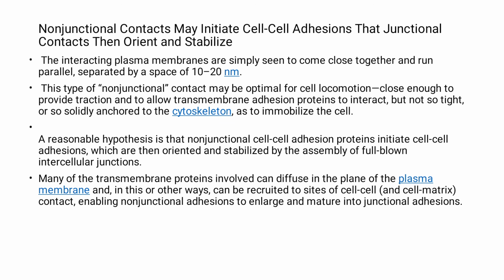Many of the transmembrane proteins involved can diffuse in the plane of the plasma membrane, and in this or other ways can be recruited to sites of cell-to-cell and cell-matrix contact, enabling non-junctional adhesions to enlarge and mature into junctional adhesions.